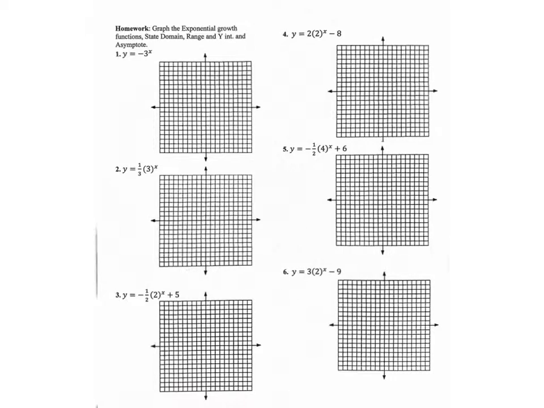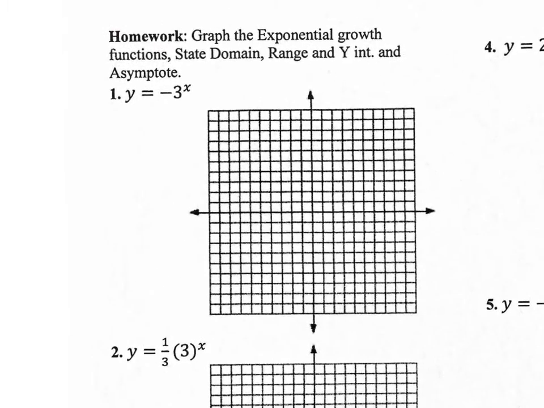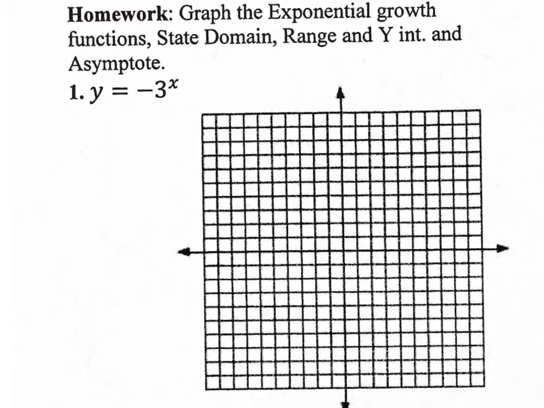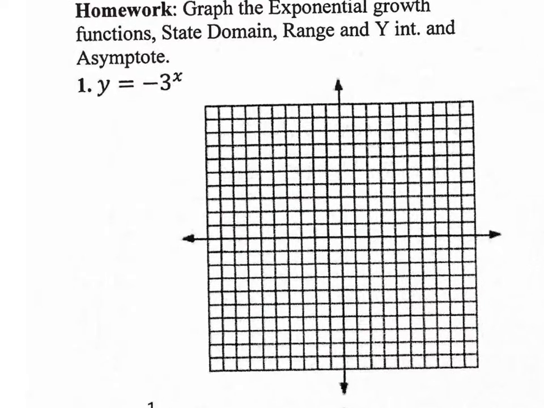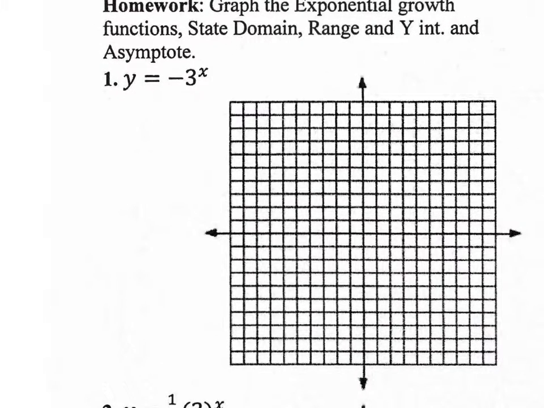So this is technically the second video, picking up right where we left off. We're going to be going over the homework, and it has all the questions I've been asking up until this point. Graph your exponential growth function, state the domain and range, and the y-intercept, and the asymptote. All right. So step one is to ignore h and k. Do we have an h or a k in this function?